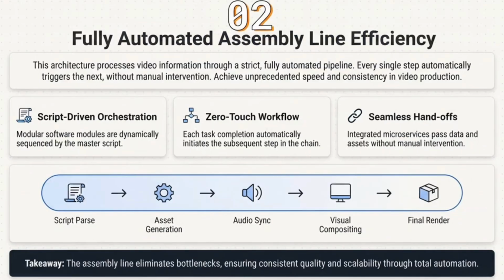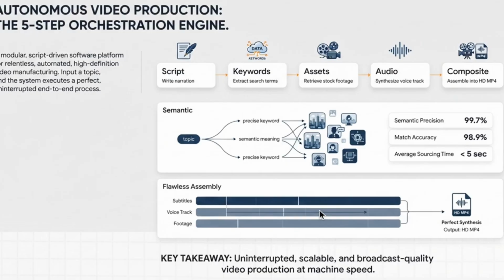To actually pull off this level of efficiency, the architecture processes information through a strict, fully automated assembly line. Every single step automatically triggers the next, without you ever needing to lift a finger. The moment you input a topic, this relentless 5-step sequence kicks off.